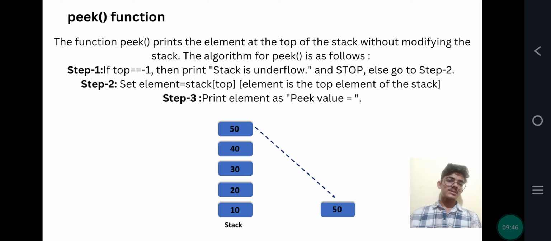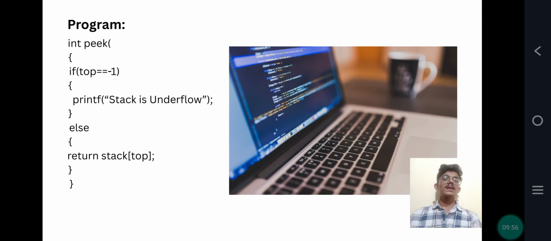Here in this picture there are 10, 20, 30, 40, 50. These are the stack elements. Here 50 is the top element. The top element is nothing but peek. Here this is the entire code of the peek function. int peek, if top is equal to minus 1, this is the condition to check whether the stack is empty or not. Else return stack[top].